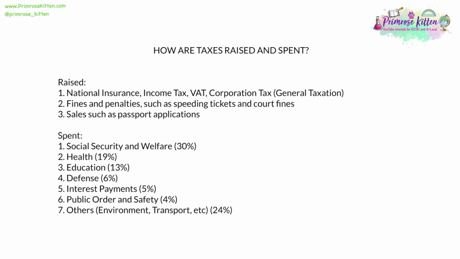They're spent in many ways. The largest part of government spending is social security and welfare, which takes roughly a third, followed by health, education, defence, interest payments, public order and safety, and then others, such as the environment and transport, which collectively get to 24%.